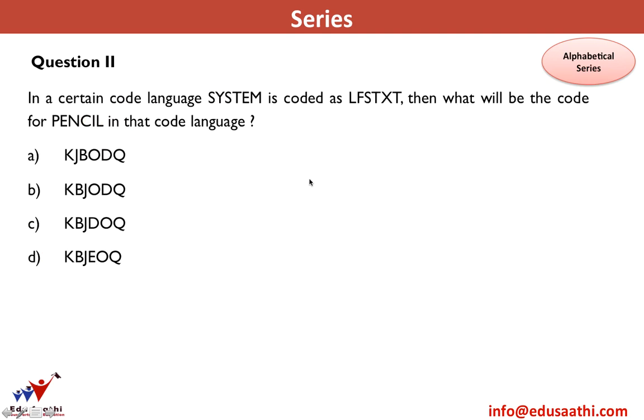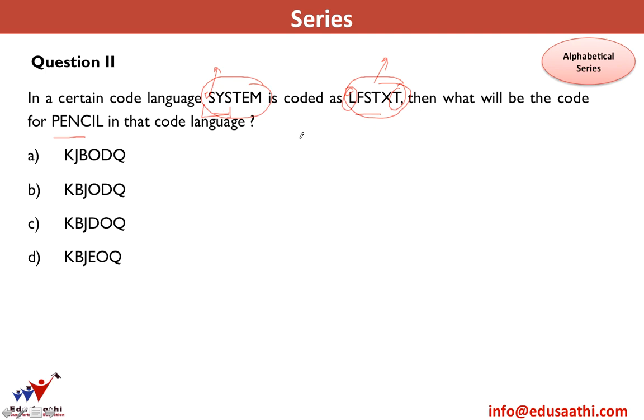Let's try out more questions. In a certain code language, system is coded as this. Then what will be the code for pencil? Now I know that this system has been coded like this. Now I have to find out what does S here correspond to here. Either it corresponds to L or to T. This is a general logic which is used. They can form other logics also, that this SYS has been reversed or something like this. Anything can be there, but generally we try to find correspondence of the first letter here to the first letter here, or the first letter here to the last letter here.